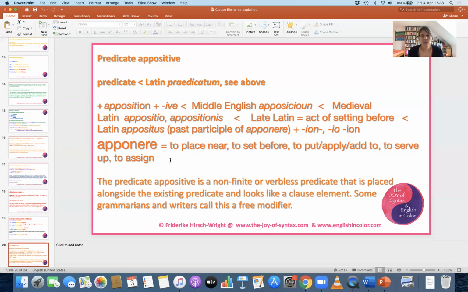Predicate appositives are wonderful creatures. They exist in both English and German. And you can do so much with this. You can have so much fun with it. They're fantastic, and I will make many more videos about them, and I discuss them at great length in my work with my students. And by the way, I also discuss them in my grammar book.